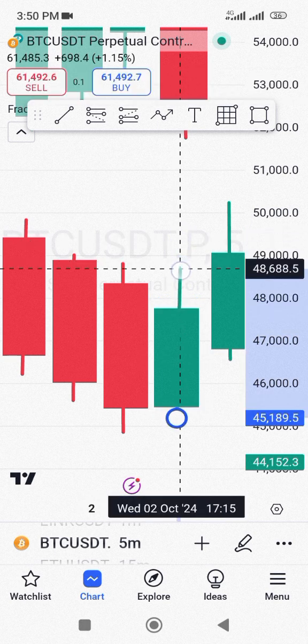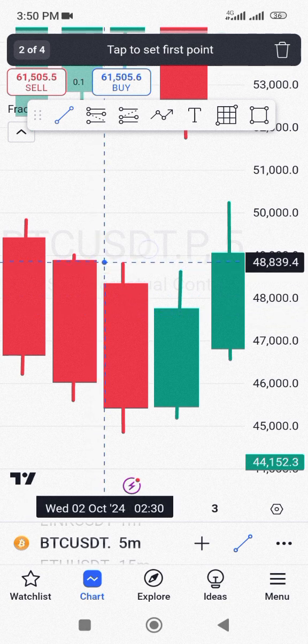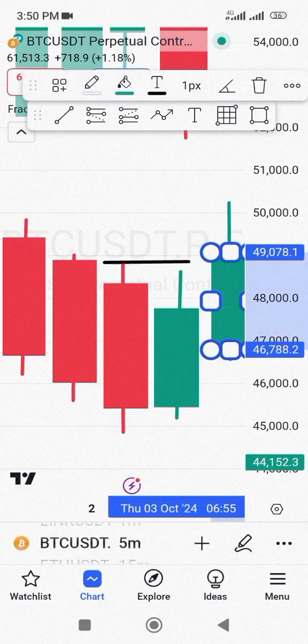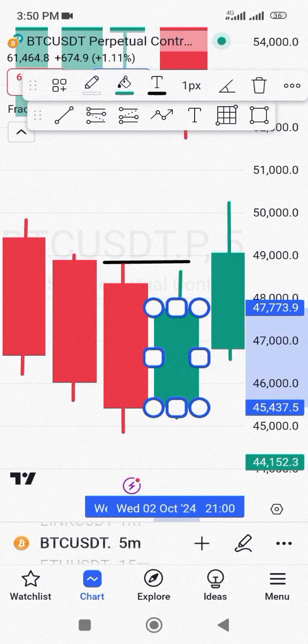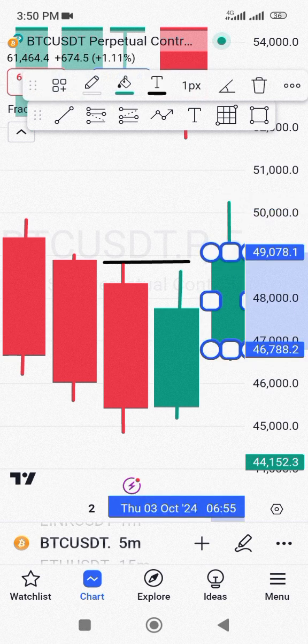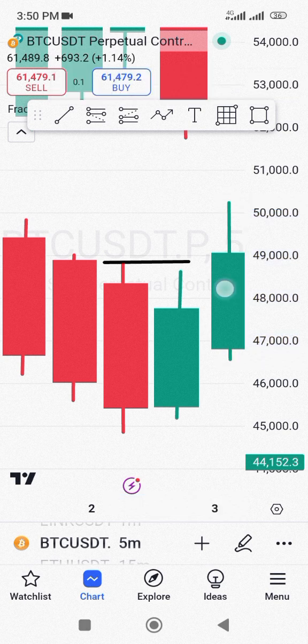Now you can see in this case the first pullback candle did not go above it, but the second one went above it. So now we have a valid pullback. The first one is not valid, but the second one is valid. So this pullback right now is a valid pullback.